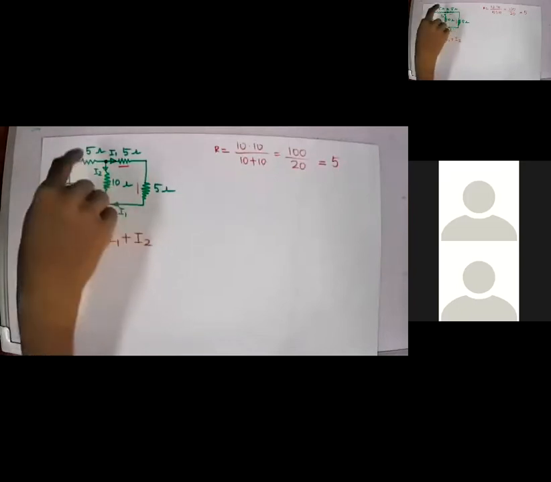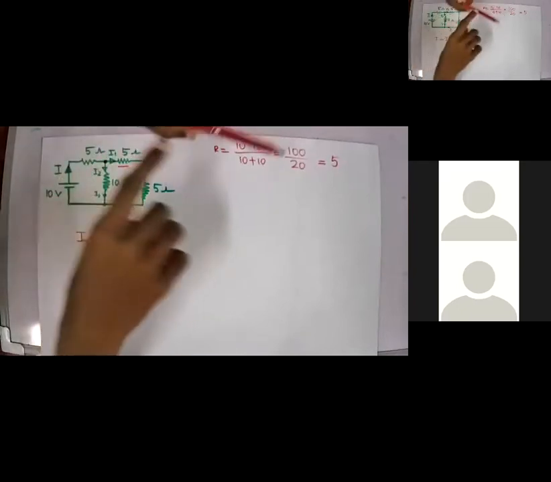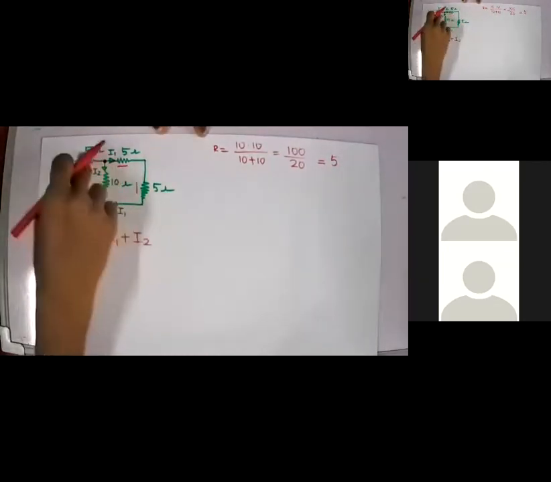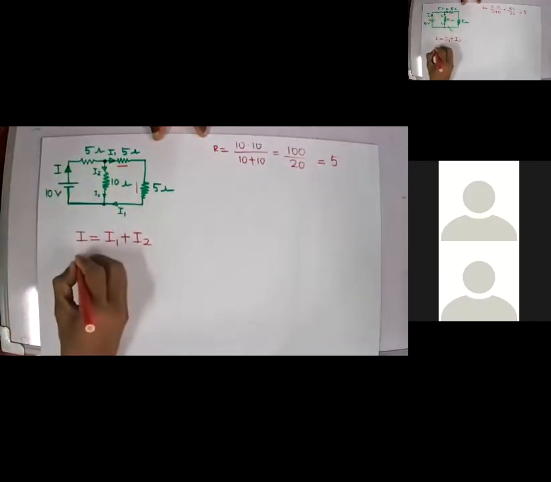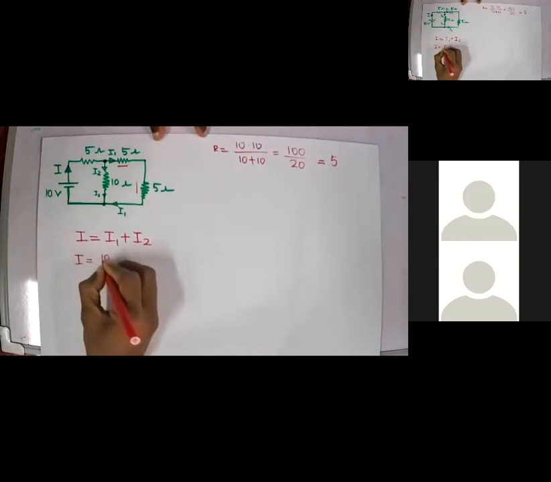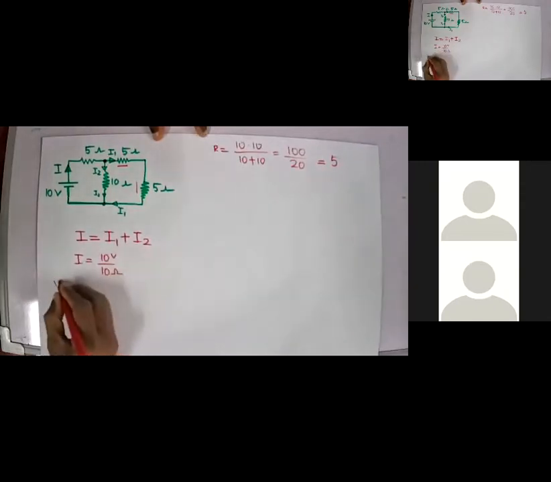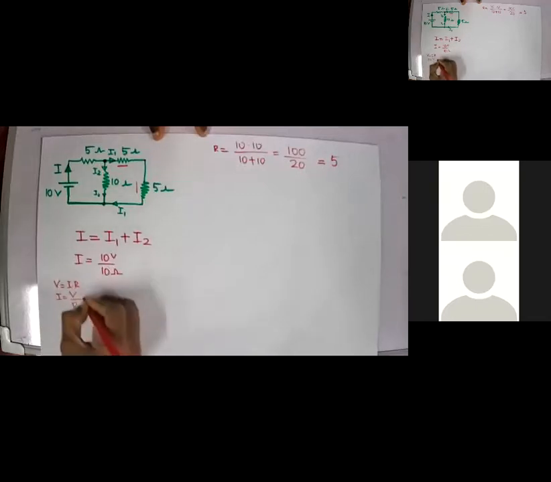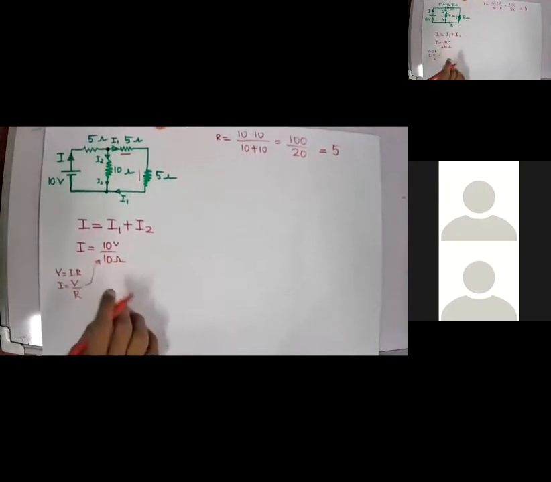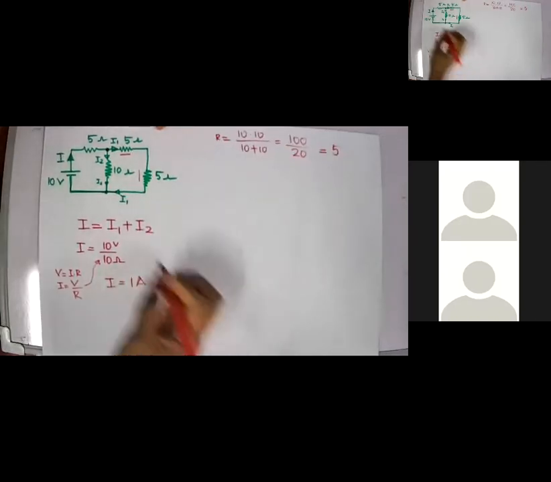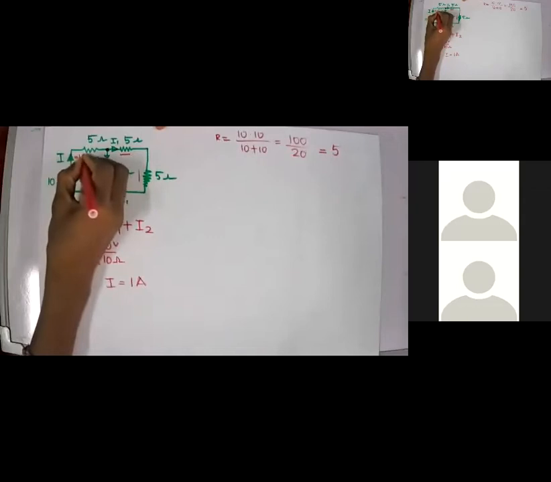Again, that 5 ohm resistor and this 5 ohm resistor are connected in series, right? So the total resultant resistance will be 10 ohm, and I can say that I equals 10 volts divided by 10 ohms, right? Because V equals I into R, I equals V by R. That's how I have written here. So I can say that my I equals 1 ampere.